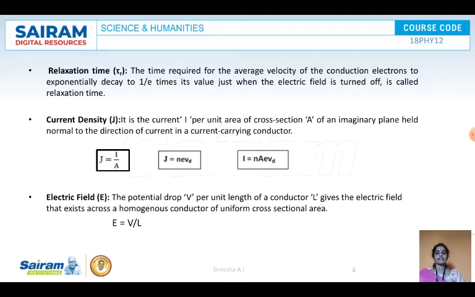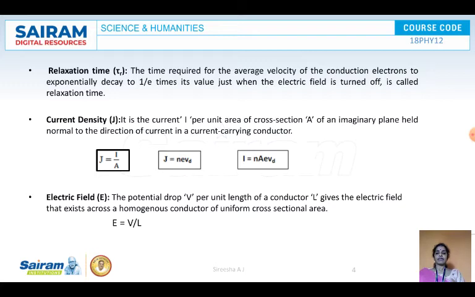Next is the current density. It is nothing but the ratio of current to the area of cross section. J is equal to I by A. It is the current I per unit area of cross section A of an imaginary plane held normal to the direction of the current in the current carrying conductor. What it says is J is equal to I by A. In the previous classes, we have seen that I is equal to nAeVd. So J is equal to I by A; substituting the value of I, you will get J is equal to neVd.